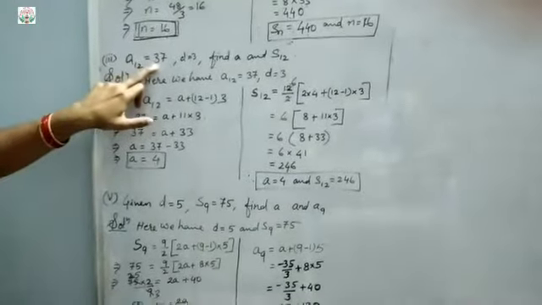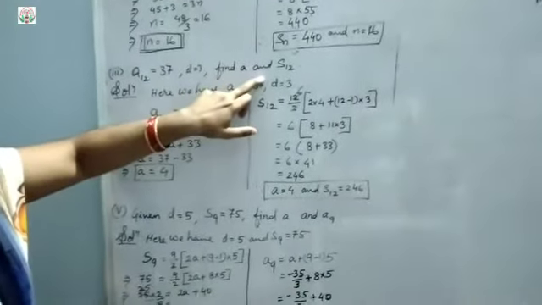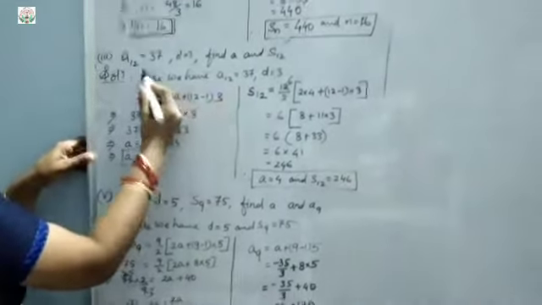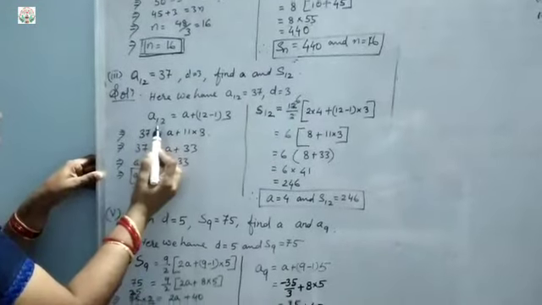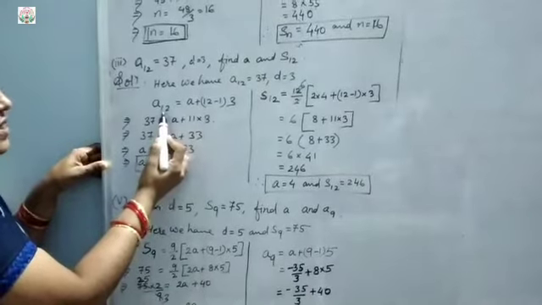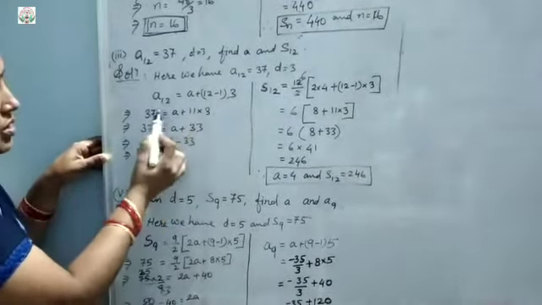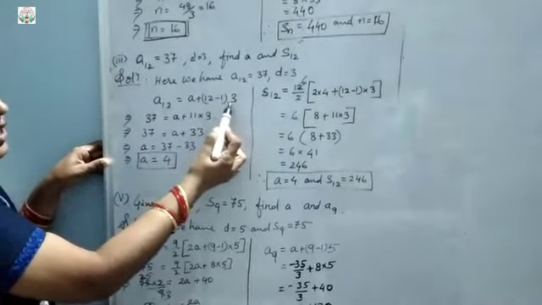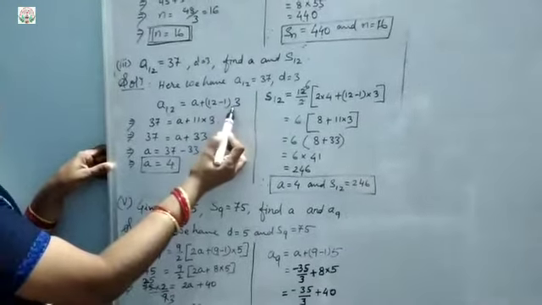Now the third part of the third question. A12 is given as 37, d is 3, and find a and S12. So in that we have A12, that is 37, and the d value is given as 3. Now for A12, we will put the nth term formula: A12 equals a plus n minus 1 into d, where n is 12. So 12 minus 1 into d, and d is 3.